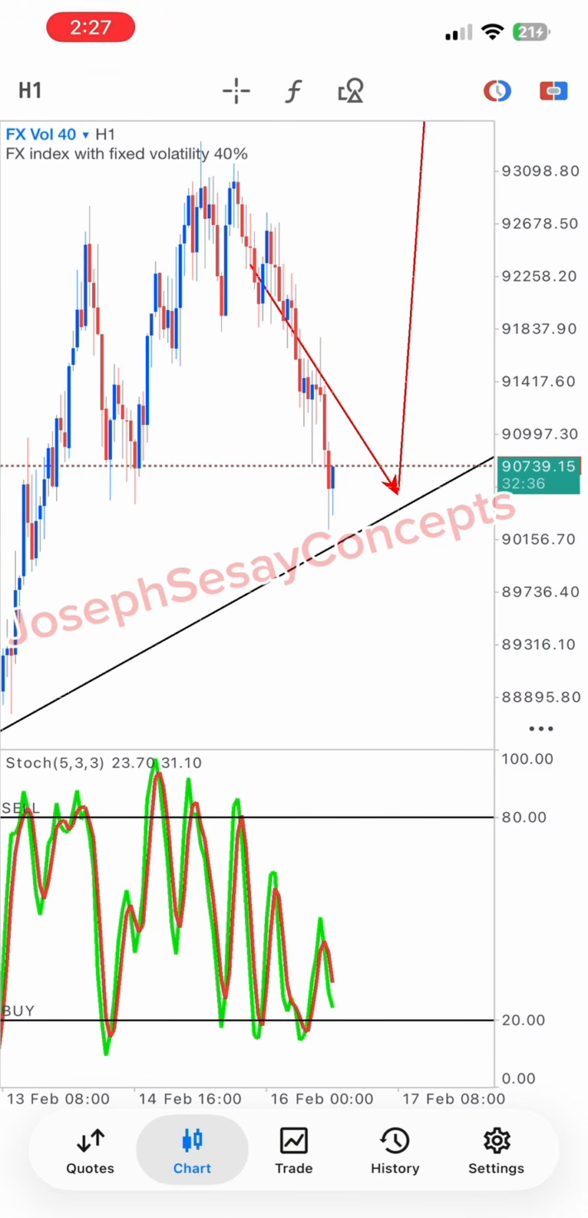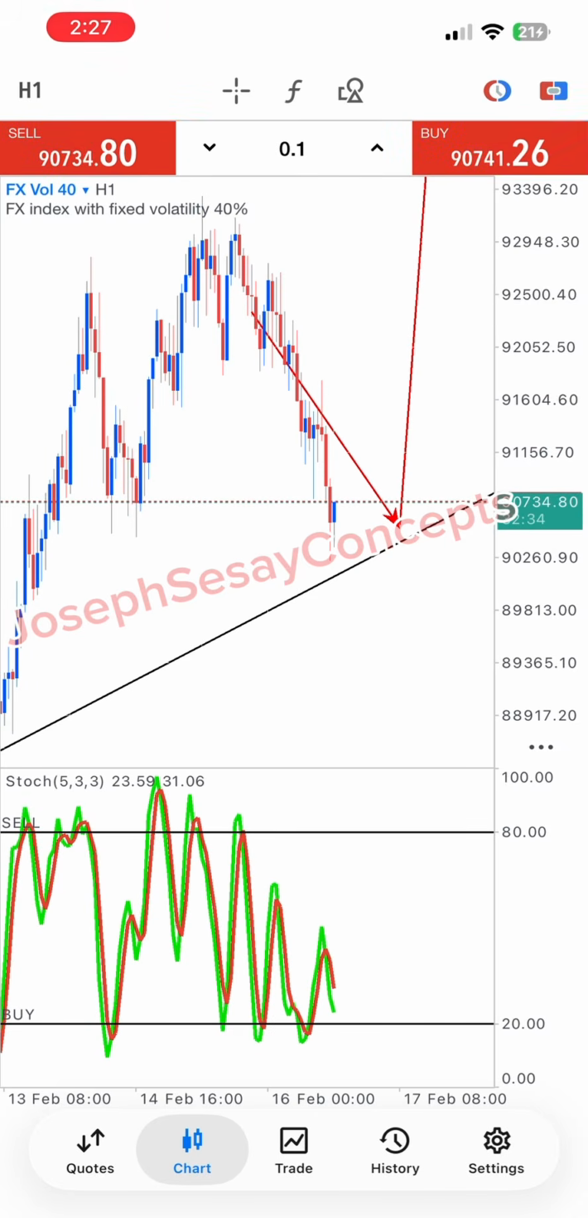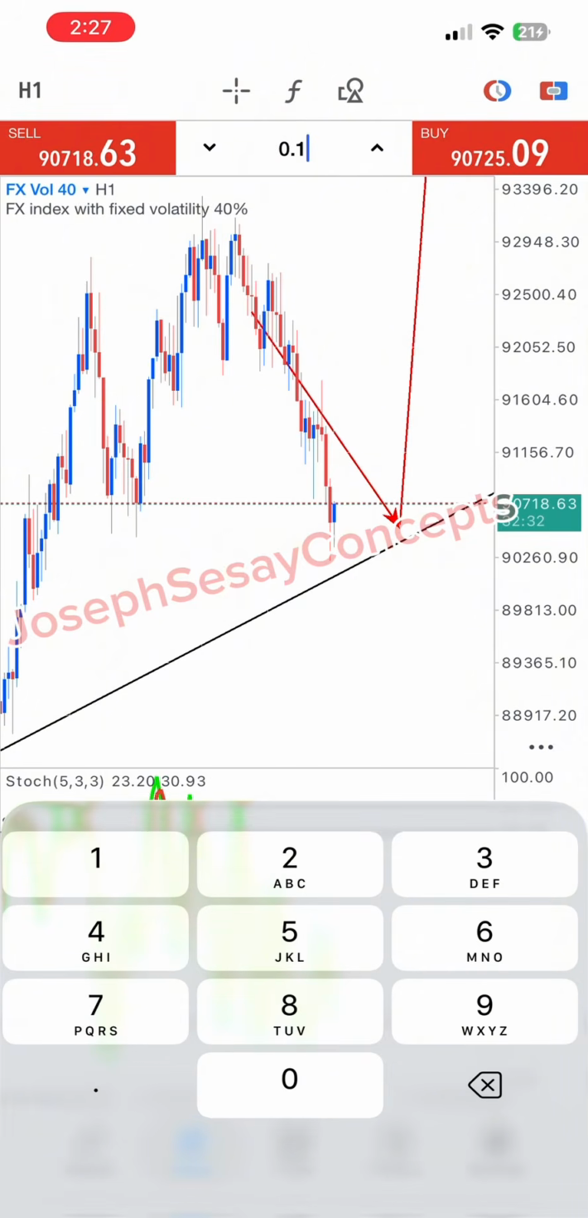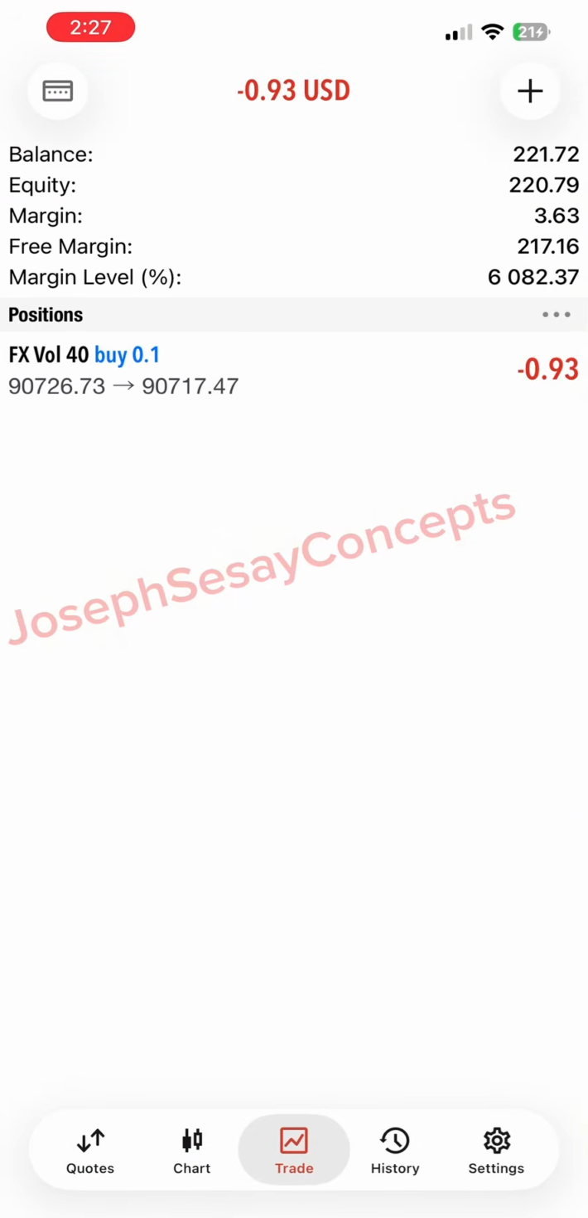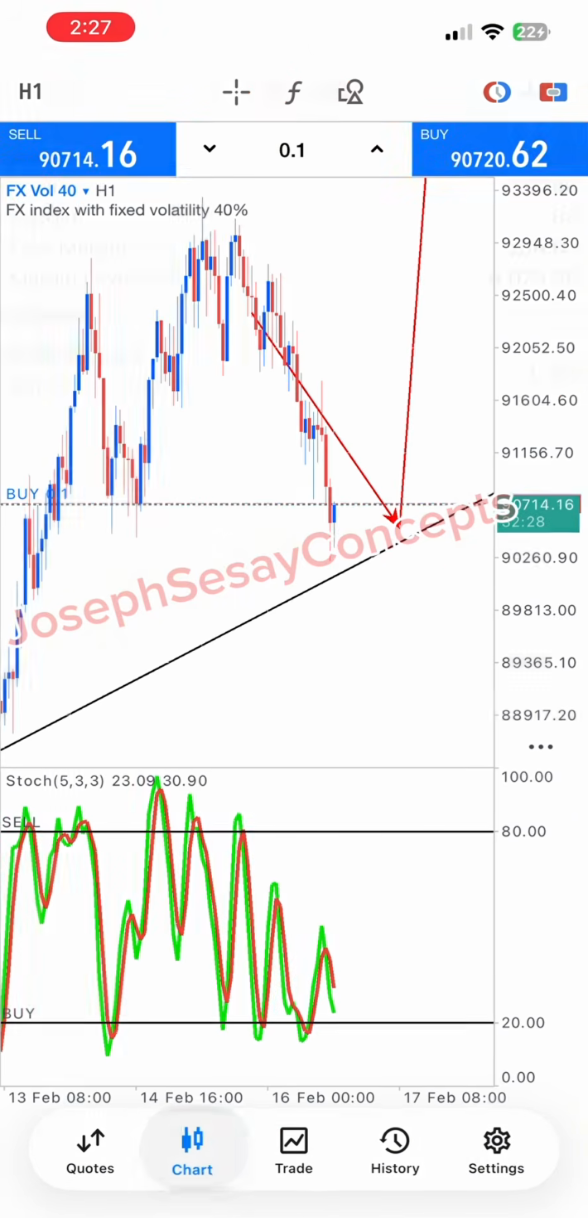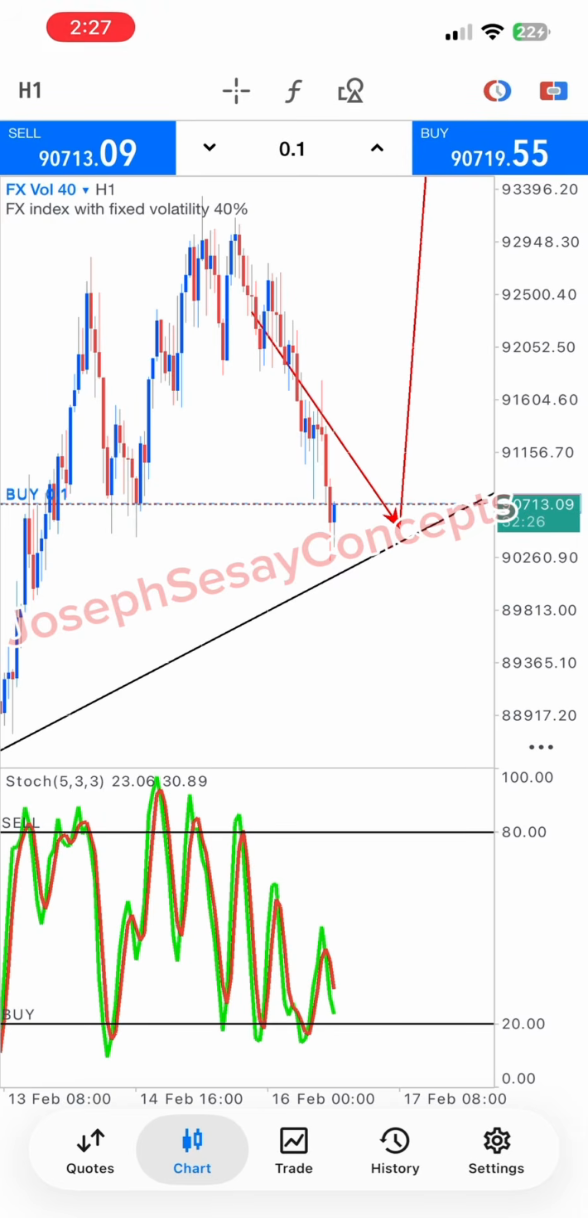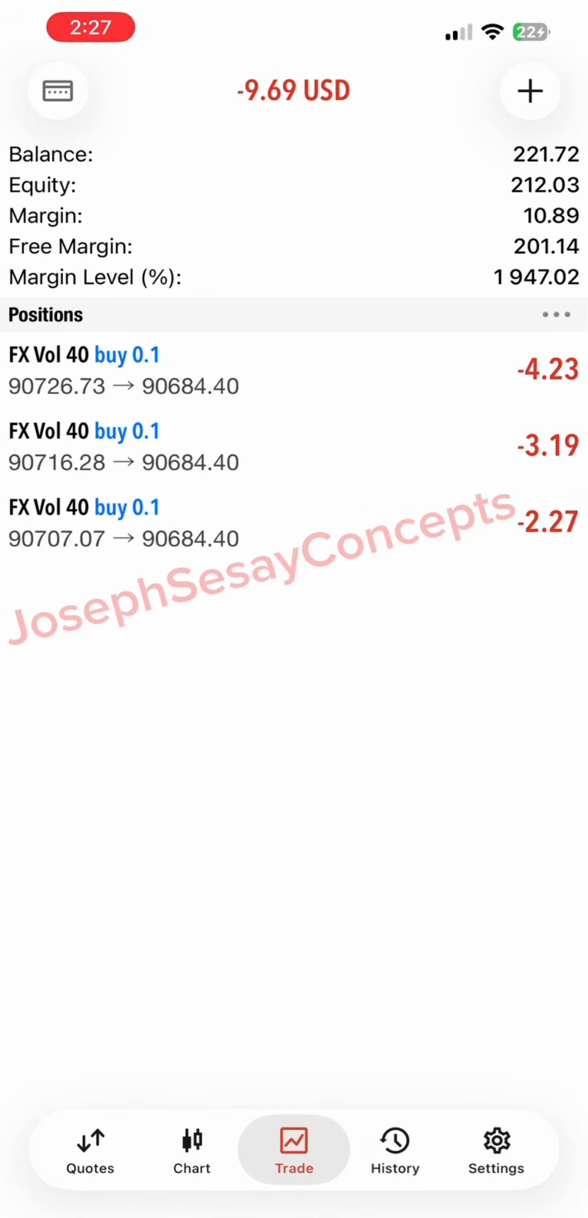So what we are going to do is we are just going to enter some few positions. Okay, so let's increase our lot size a little. So this is FX Volatility 40. It's a little bit volatile. I recommend Flip 1 or Volatility 20 compared to this one if you are a beginner.